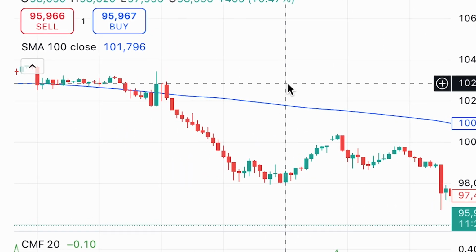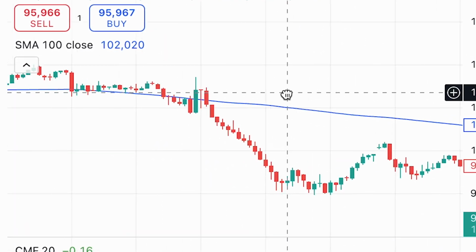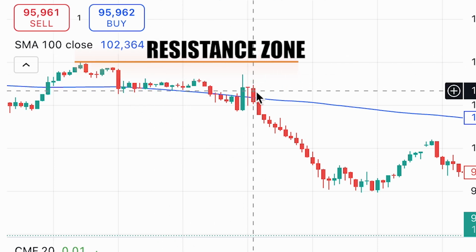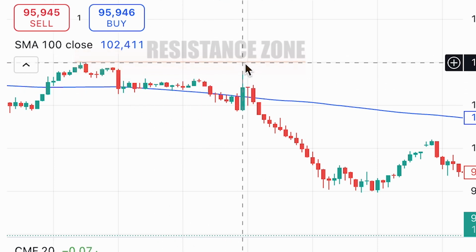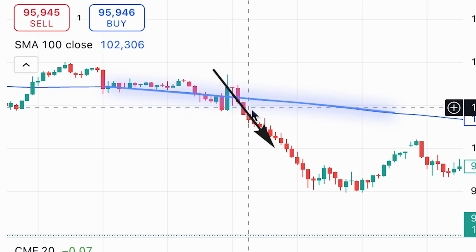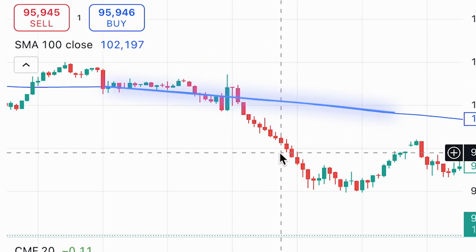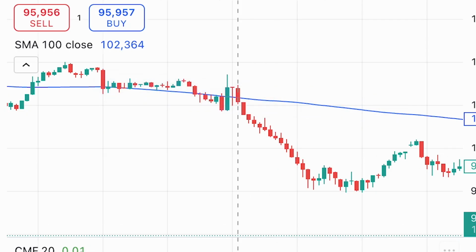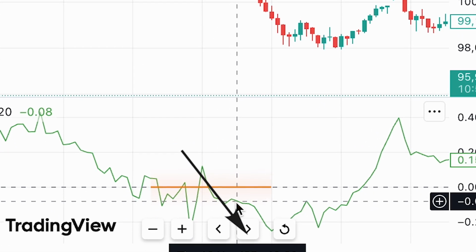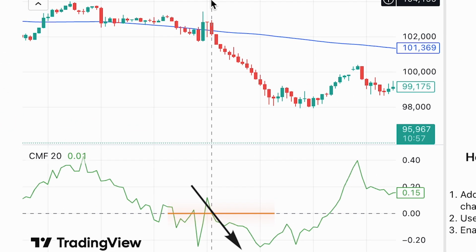Here's the first one. Look, here the chart is in a long-term downtrend. Before that, we had a resistance zone at the local highs. We'll use this zone when placing the take profit. So, according to the strategy, we have a signal. The chart crossed the moving average from top to bottom. It's below the moving average, and we're in a long-term downtrend. We also have confirmation from the CMF indicator. It's now below zero and confirms the downward move.